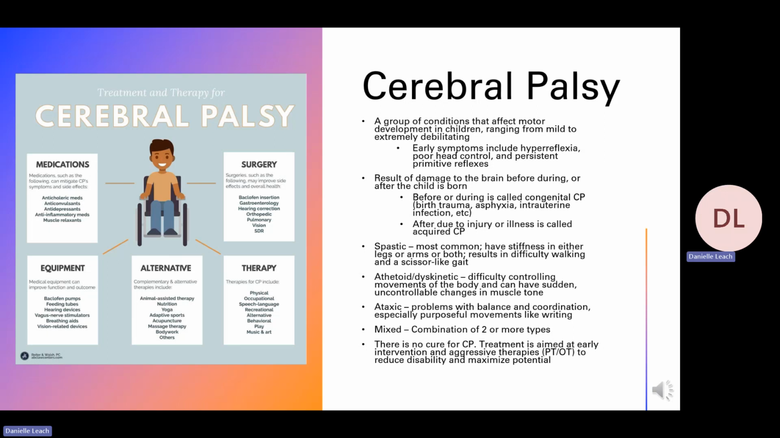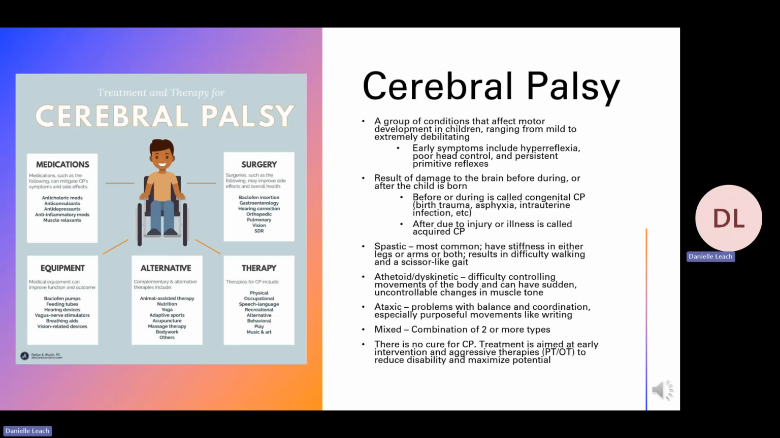There's also dyskinetic. With this one, they have difficulty controlling movements of the body. They can have sudden uncontrollable changes in muscle tone. So basically, they can switch from having hypotonia all of a sudden to being hypertonic. Or sometimes they have slow rotational movements of the arms and legs.